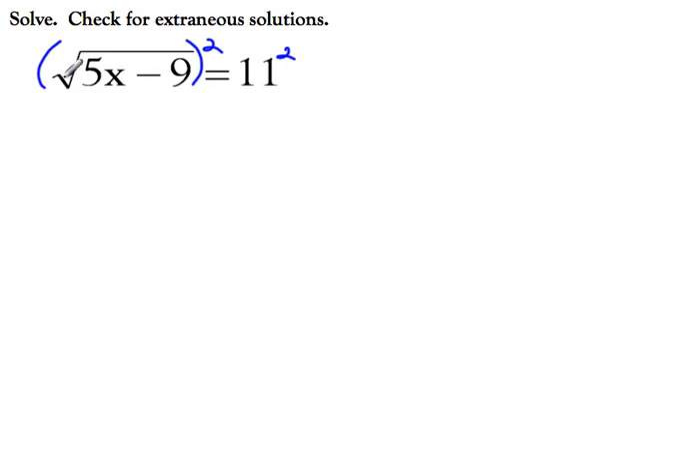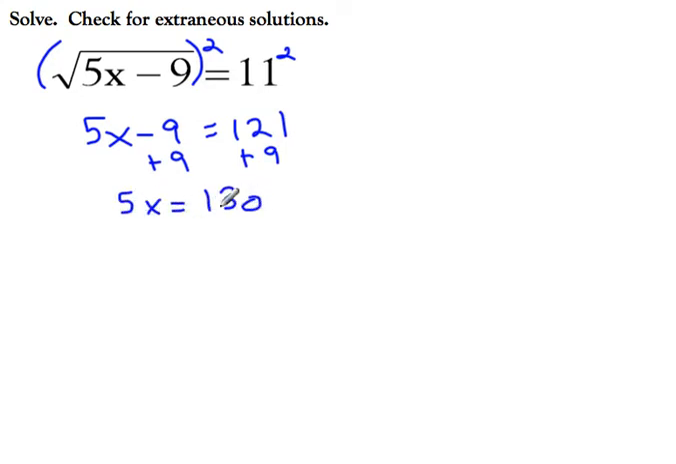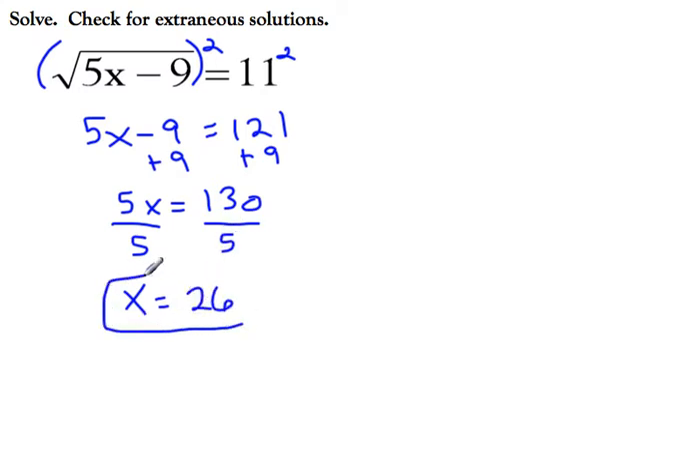What that does is that takes the square root and the squared and cancels those out, so we end up with 5x minus 9 equals 121. Now we're going to add 9 to both sides. So we end up with 5x equals 130. Now to get x by itself, all we have to do is divide by 5. So x ends up being 26.